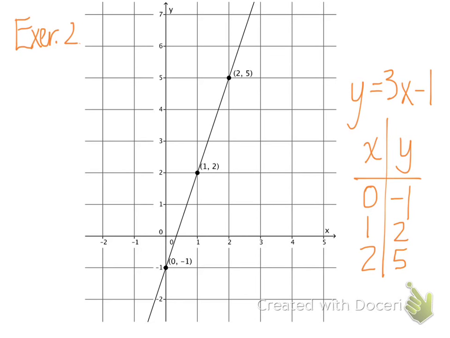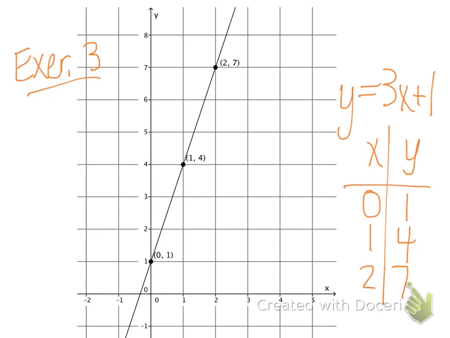Okay, here's exercise 2. This graph was y equals 3x minus 1. When we put in 0 for x, 3 times 0 is 0, minus 1 is -1. When we put in 1 for x, we get 3 times 1 is 3, minus 1 is 2. So 1, 2 is an ordered pair. That is a solution. When we put in 2 for x, 3 times 2 is 6, minus 1 is 5. So we've got 2, 5. So there's those ordered pairs, and the line has been connected. So there's exercise 2. Let's look at exercise 3.